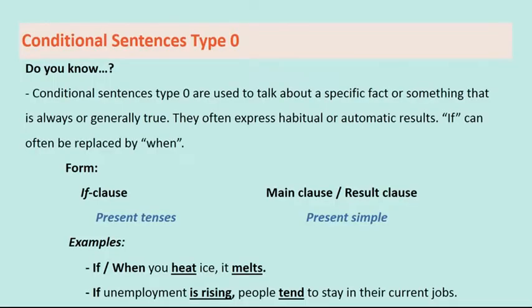Conditional sentences type 0 are used to talk about a specific fact or something that is always or generally true. They often express habitual or automatic results. If can often be replaced by when. We have the form as follows. In the if clause, we use present tenses, and in the main clause or the result clause, we use the present simple.